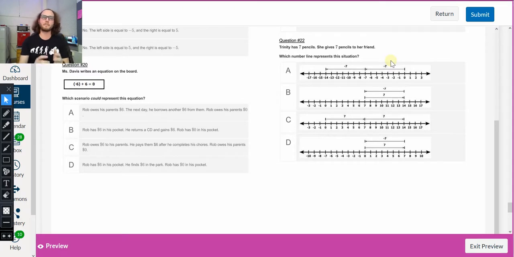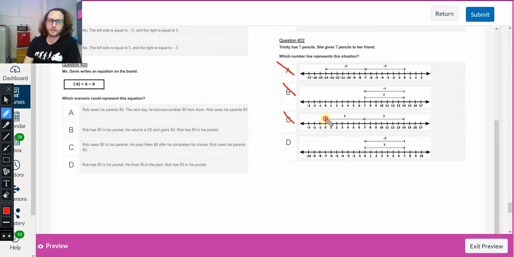Trinity has 7 pencils, and she gives 7 pencils to her friend. So that means she started off, she had 7 pencils, and then she took away 7 pencils, so now she should be at 0 pencils. So immediately, A, B, and C are all eliminated because none of them end up with her back at 0. You can see in C, it's almost close. It does start at 0 and it goes up by 7, but then it goes up by 7 again.